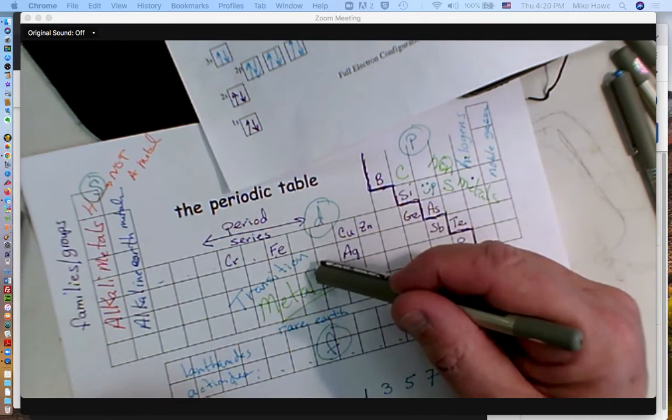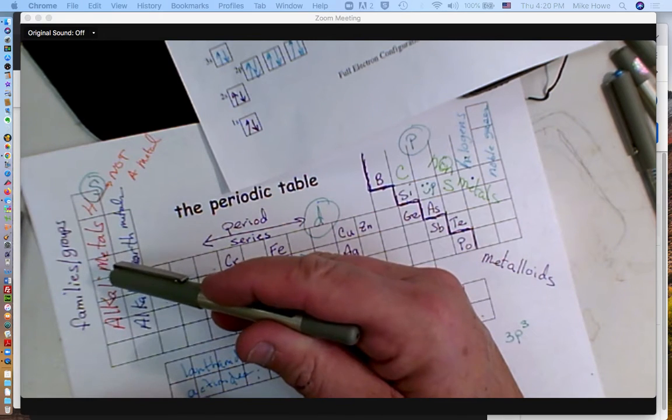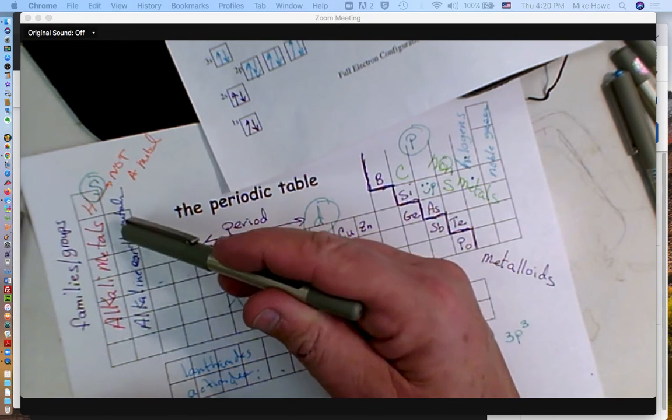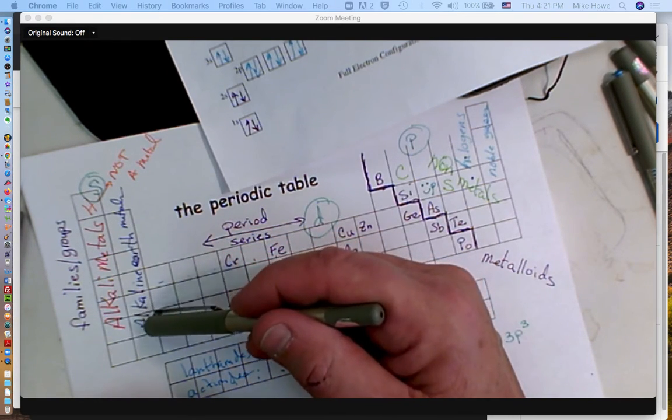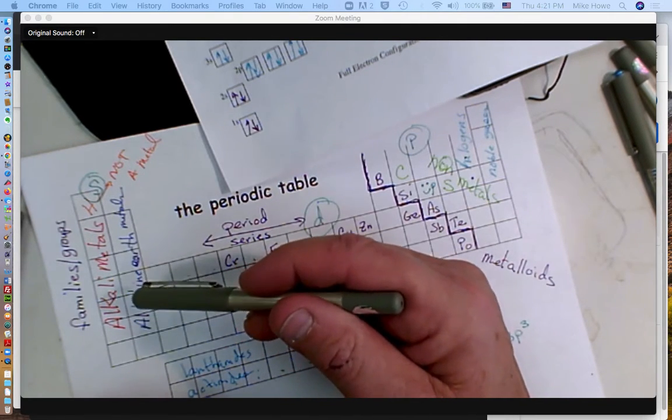So nonmetals, metals, metalloids. Some of the metal families we talked about, we have the alkali metals, which includes sodium and lithium and potassium. The alkaline earth metals, which consist of magnesium and calcium and barium, some of which you may have heard of.